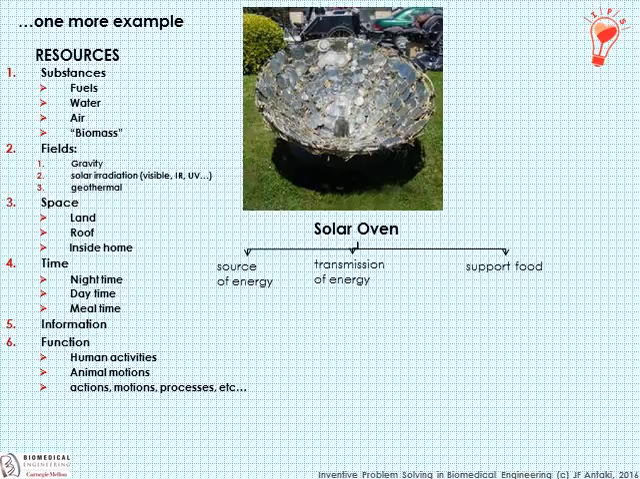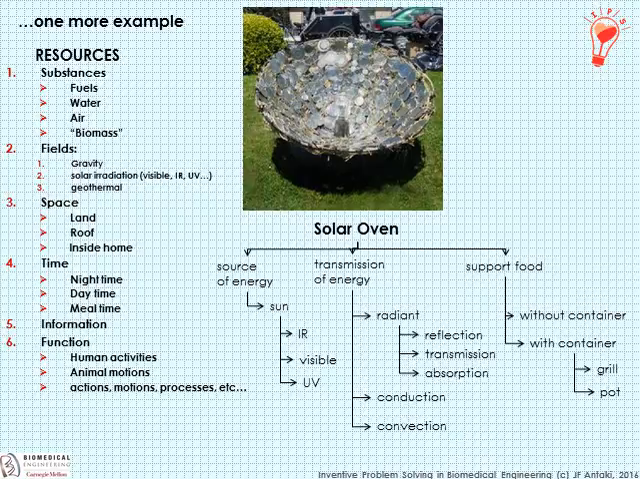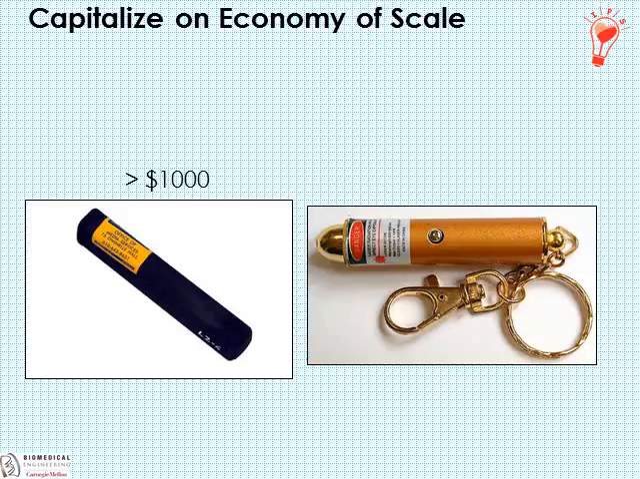So for each of those things, we think of the multiple ways that we can accomplish that using off-the-shelf and easily accessible resources. Energy, transmission of energy, support of the food. This is part of your homework assignment, so this is maybe just a way of helping you get started. I mentioned before that recycled design doesn't necessarily involve garbage or something that was discarded or useless. It can simply involve something that is off the shelf, that's inexpensive because of economy of scale.